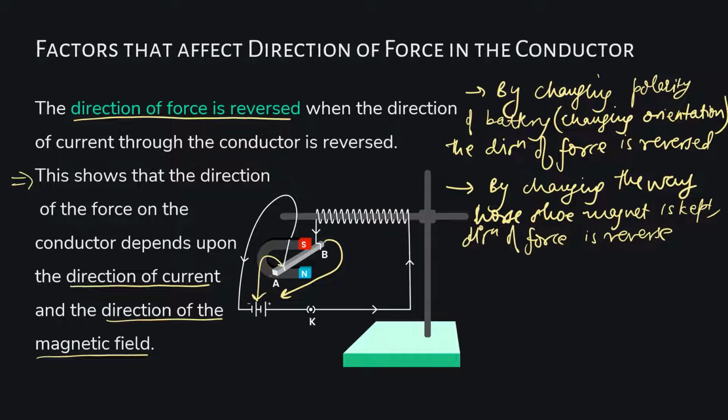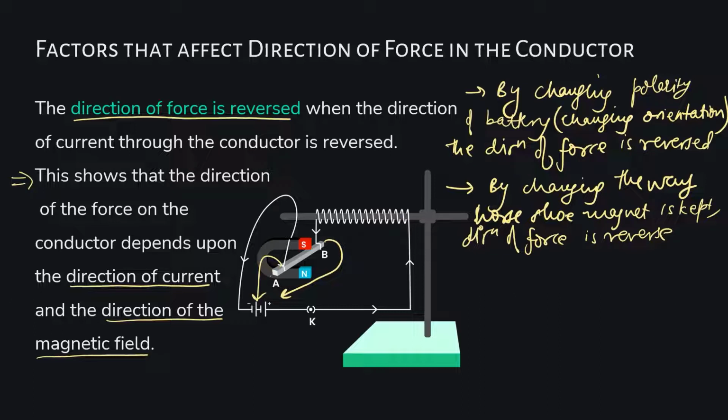Then we keep the second variable constant and we change the first variable. We can't change both of them at the same time, otherwise everything will get mixed up. Then the changes would be because of both the variables, right? So you won't be able to study the changes properly because of one variable. So when you change the polarity of the battery, you keep the horseshoe magnet in the same way, that is south above and north below.